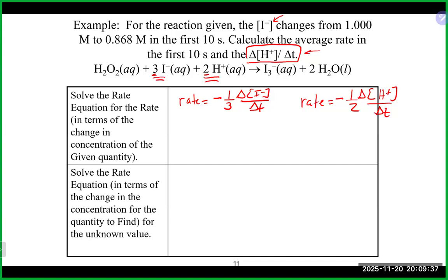And the information we have is the initial concentration of I minus is 1 molar. We have our final concentration of I minus, which is 0.868 molar. If you want to do time, our initial time would be 0 seconds. Our final time would be 10 seconds in this case. So that's going to give us everything we need to calculate right here.